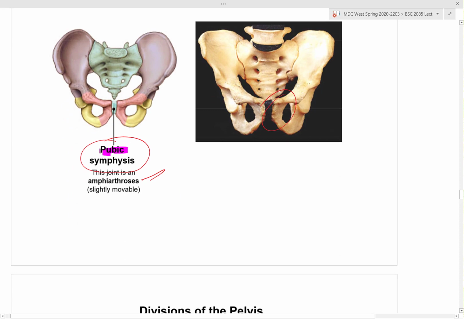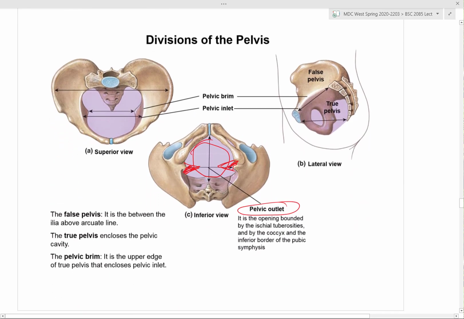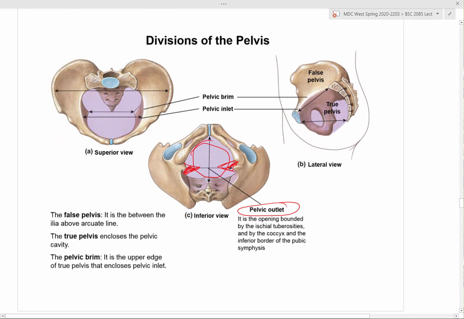And then, of course, we have the pubic symphysis, right? Again, the pubic symphysis is slightly movable, an amphiarthrosis. And this one is nice because it comes into play with something that you can use. Normally, pregnant females, during their pregnancy or trimesters, are going to have their pelvic inlet and pelvic outlet measured.